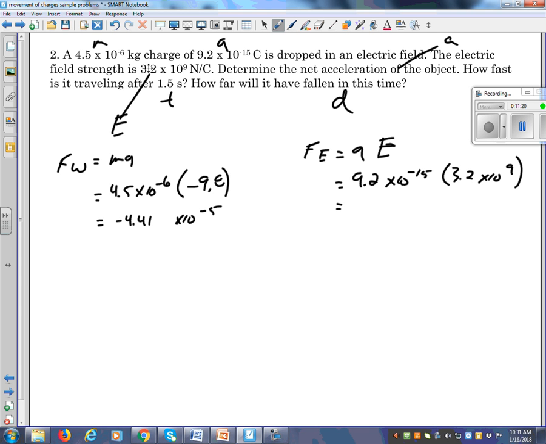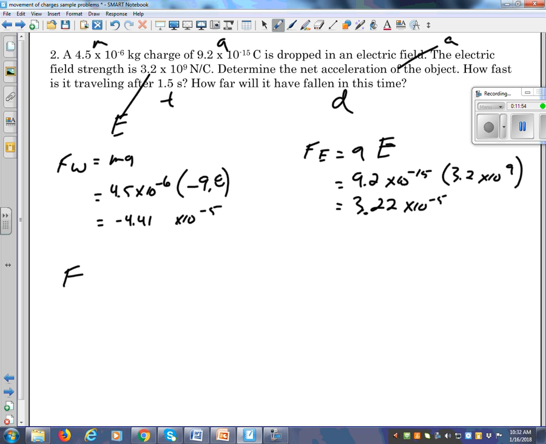9.2 exponent 15 times 3.2 exponent 9. 3.22 times 10 to the minus 5. And again, those exponents are equal, so that's good. The FW is negative, the FE is positive. Take your time here, just make sure everything's good.